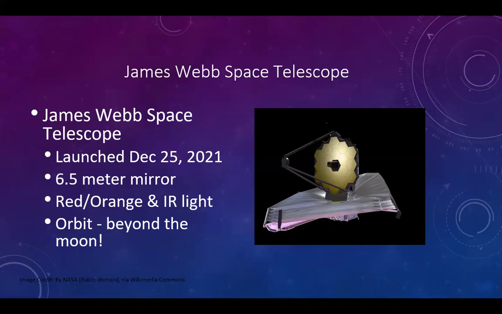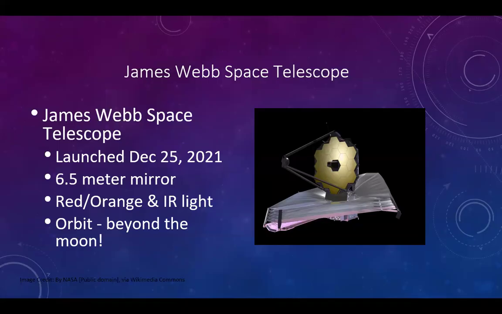And it's where gravity sort of balances between the combined gravity of the Earth and the sun, letting it orbit at the same rate as the Earth around the sun. It's out of the way, is what it's called. And it's way out there so that there's nothing in the way of what it's observing, basically.